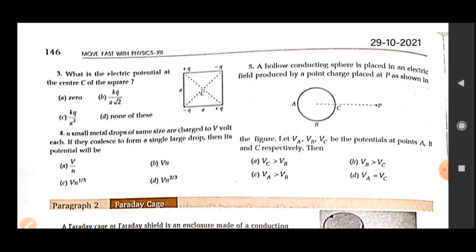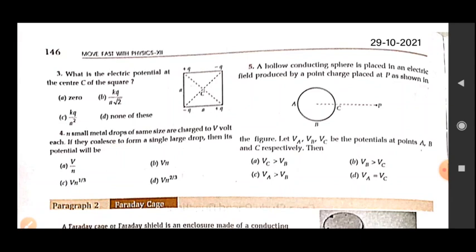Now let's see the fourth question. The fourth one is: n small metal drops of the same size are charged to V volt each. If they are combined to form a single large drop, then its potential will be. So if you see here, we have n small metal drops that are merging, and they are forming a big spherical drop.